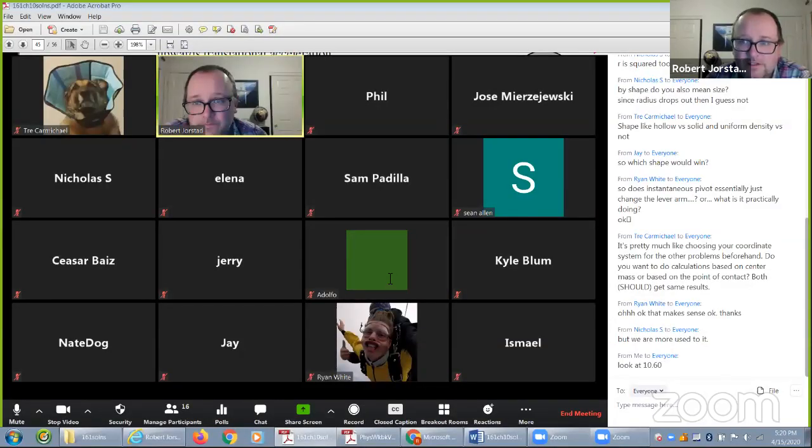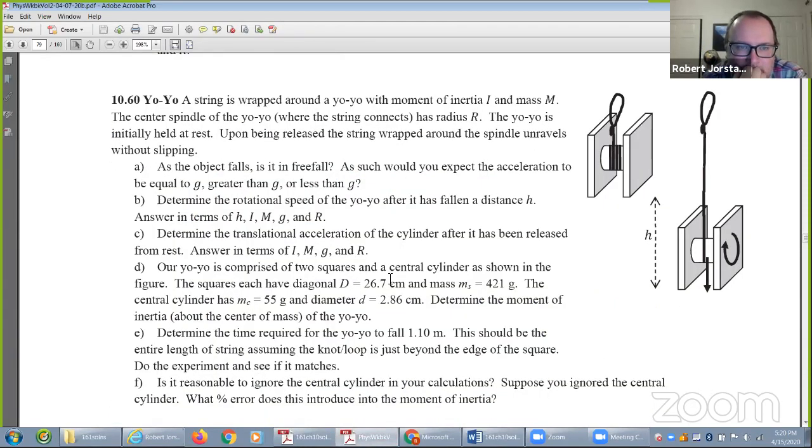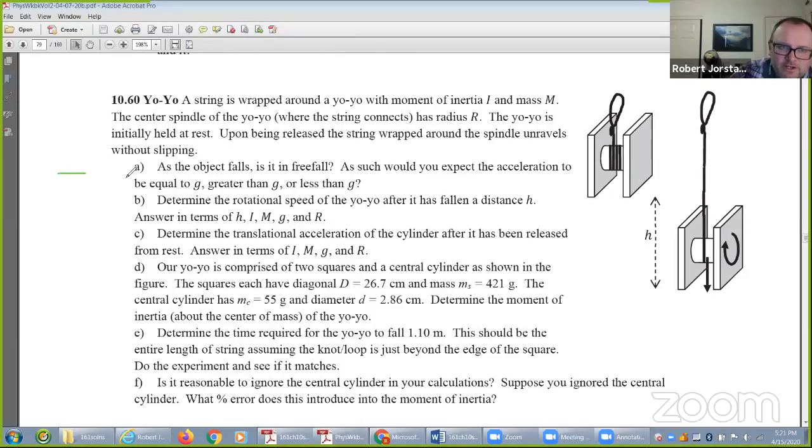This just does not come easily, so I want to make sure I pause long enough to give you a chance to come up with some questions. I think the best thing we can do is start here. Looking at question A, what do you think? Is it in free fall or not? Hopefully you thought no, or not free fall.